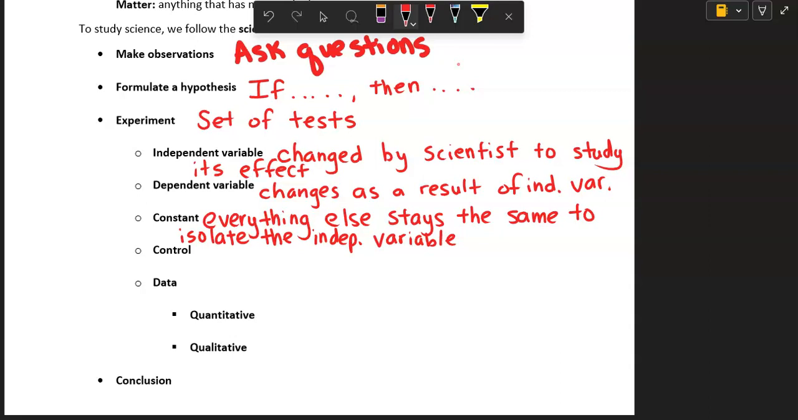The control, and now this is one part of an experiment that not all experiments will have. The control is a test run without the independent variable.